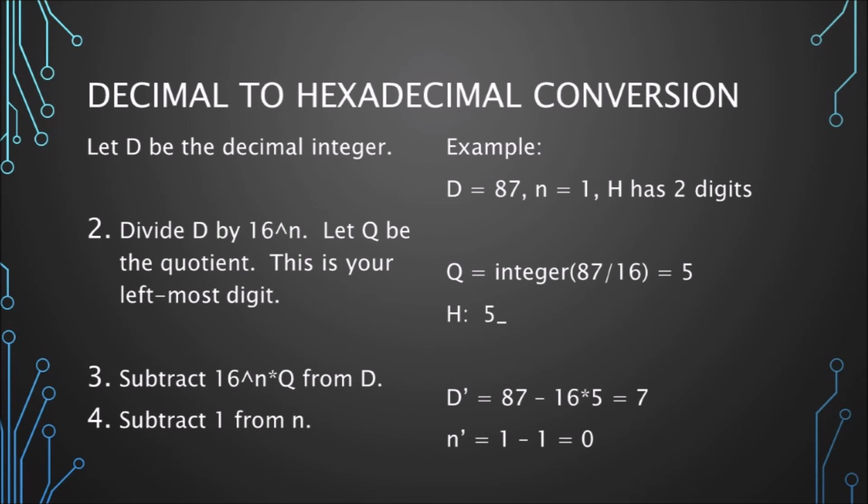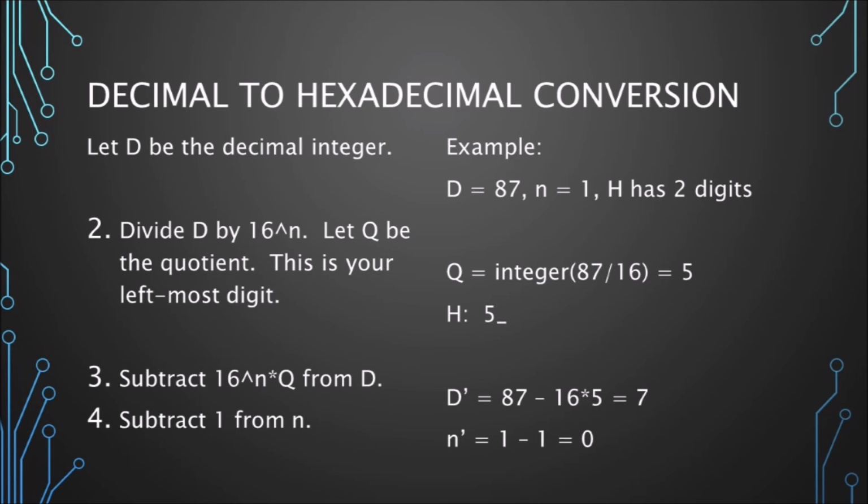Step 2. Divide D by 16 to the nth power. Take the quotient, or integer part, of that division. This is your leftmost digit. Step 3. Subtract this digit times 16 to the nth power from D. This is your new D value. Step 4. Subtract 1 from n. This is your new n value. For our example, n is equal to 1.